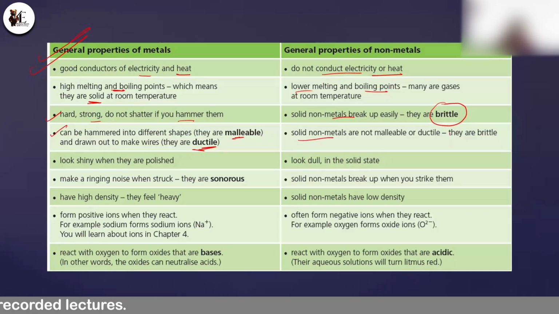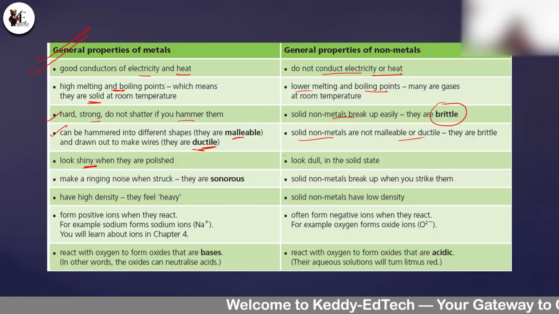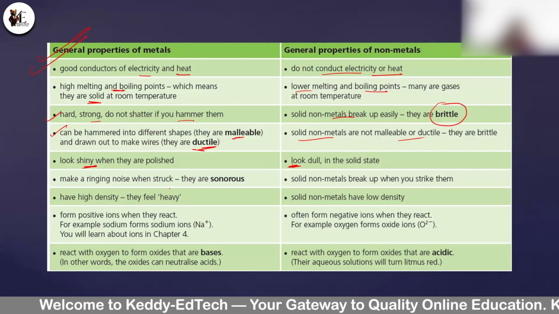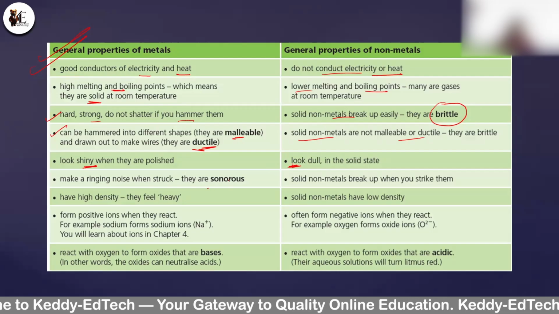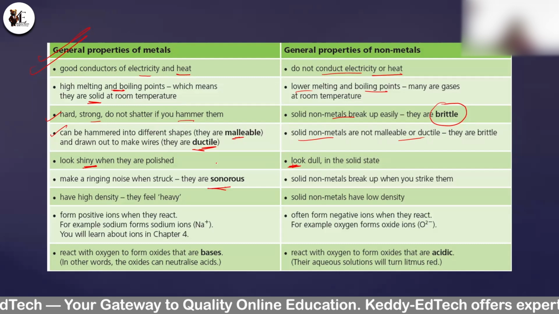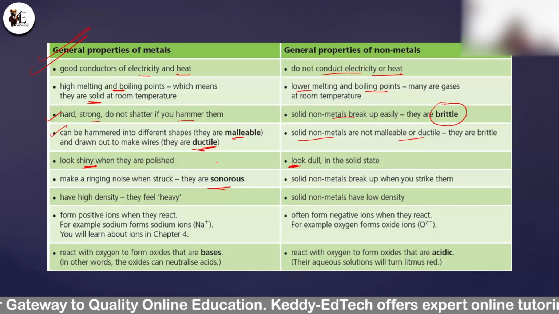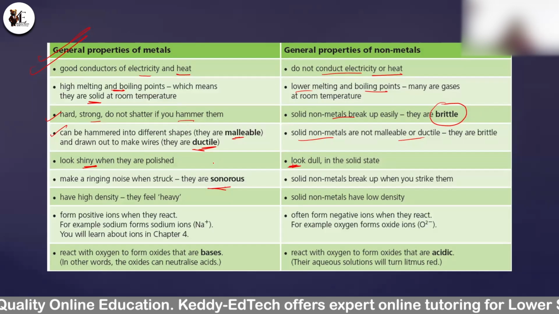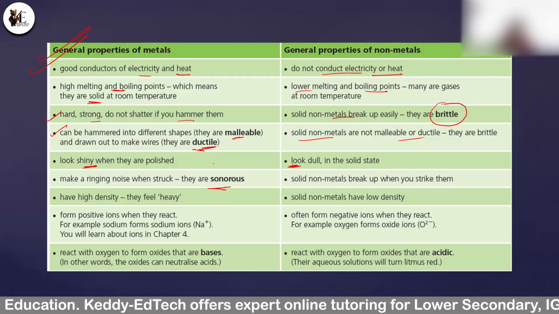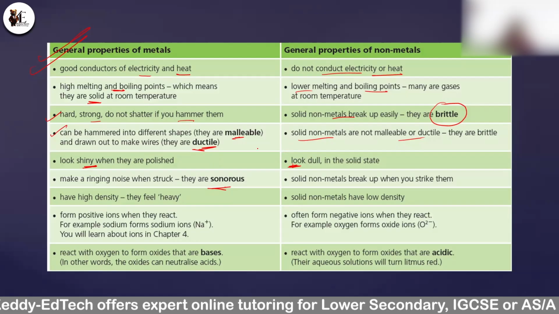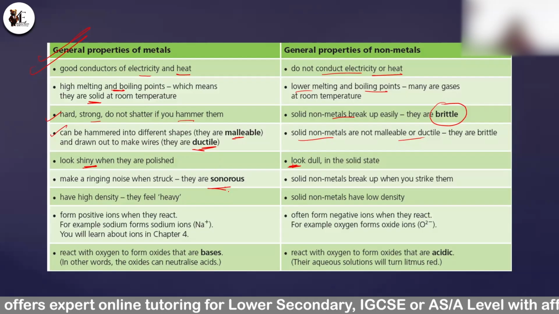Solid non-metals are not malleable or ductile, so you just have to write the word no here in the case of non-metals. Metals are shiny, non-metals are not shiny, so it is very easy. Metals are shiny when they are polished, but non-metals look dull in the solid state. Metals make a ringing noise when struck. They are sonorous. Many of you have heard the drum beat in schools. It produces a ringing sound when it is struck. Sonorous means they produce a ringing sound.